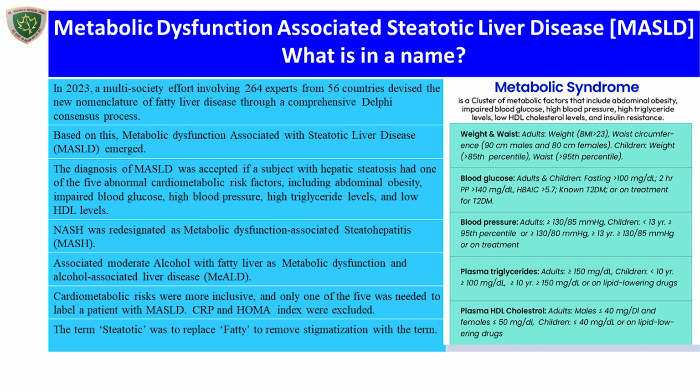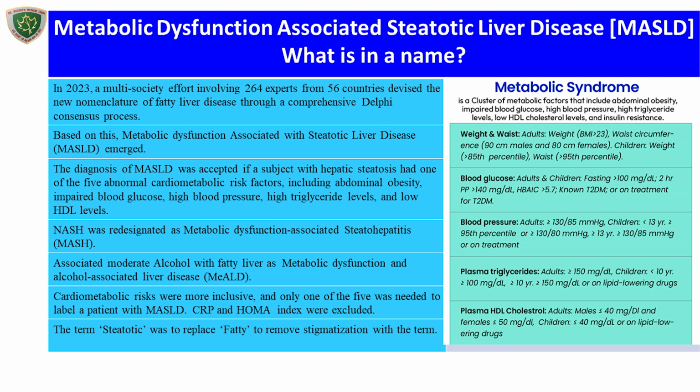In 2023, a multi-society effort involving 264 experts from 56 countries devised a new nomenclature of fatty liver disease through a comprehensive Delphi consensus process. Based on this, metabolic dysfunction-associated steatotic liver disease, the MASLD, emerged. The diagnosis of MASLD was accepted if a subject with hepatic steatosis had one of the 5 abnormal cardiometabolic risk factors, including abdominal obesity, impaired blood glucose, high blood pressure, high triglycerides, and low HDL levels. High sensitivity CRP and HOMA-IR were not included.